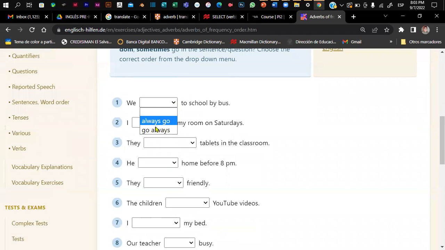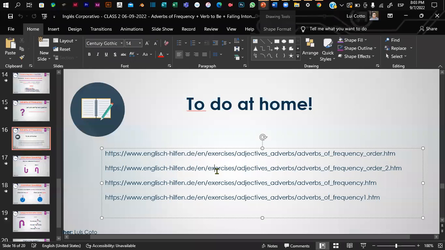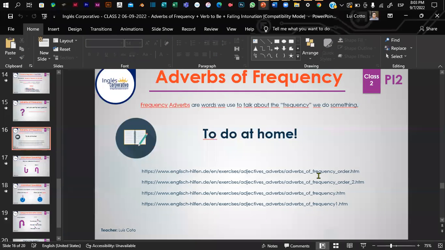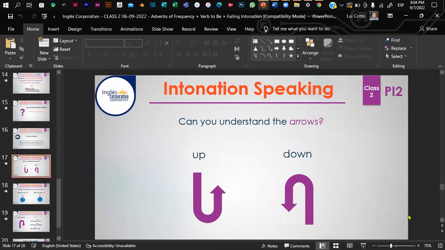It is about, see? Adverbs of frequency, exercises. And you have, let me see, 1, 2, 3, 4 links. So that is for you to develop as homework. Extra material. Is that clear? Yes. Extra material for you to practice. Okay, all right. Perfect. We got pending this.